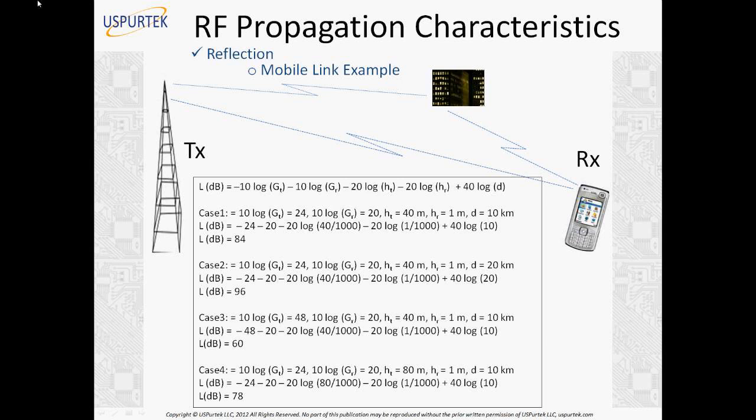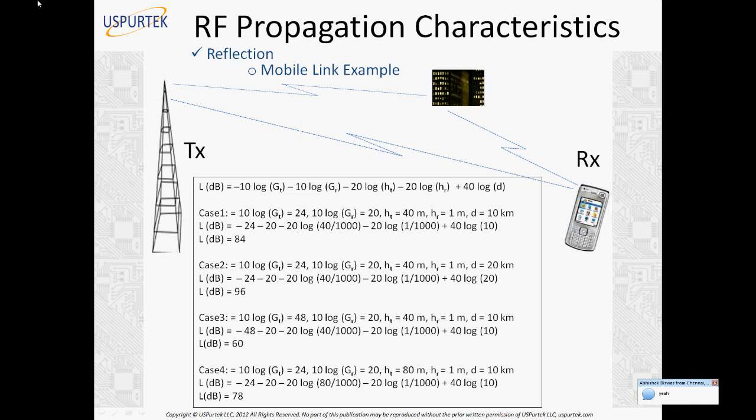Next, we keep the gain the same for transmit and receive. Height remains the same, but the distance doubles. If the distance doubles, we have additional loss here. How much is it? 12 dB, right? Okay.